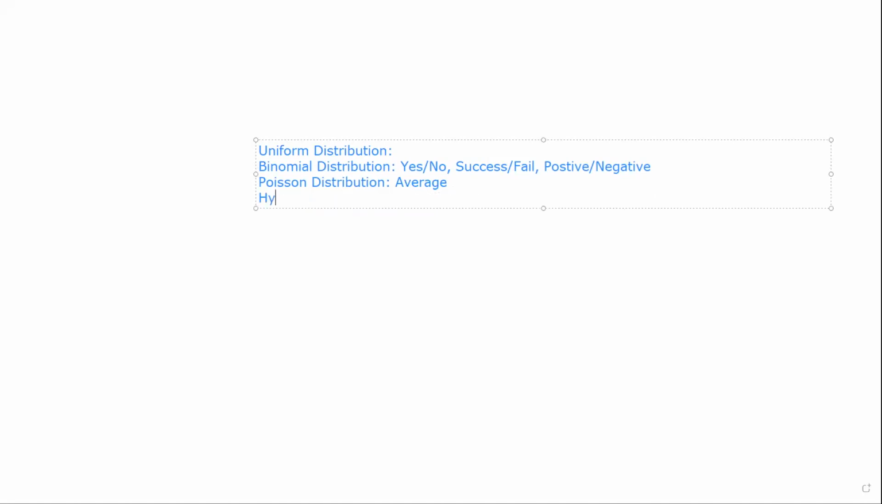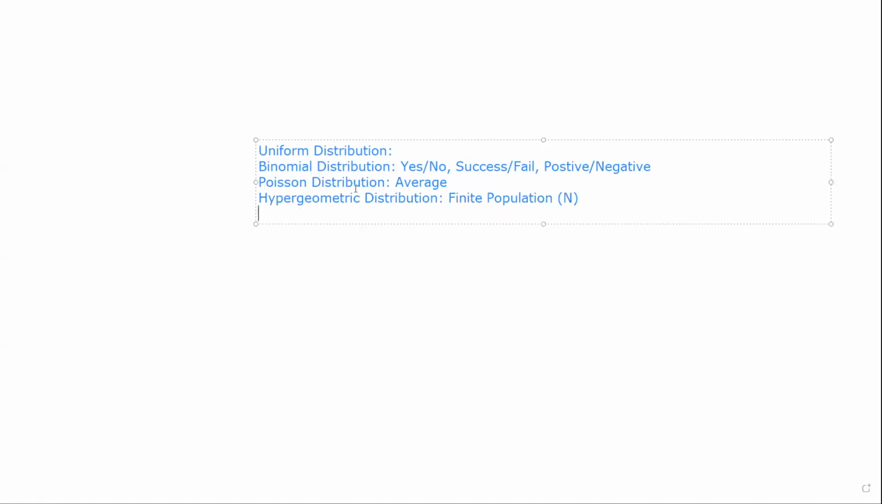Number four is hypergeometric distribution. The most important thing here is that it is similar to binomial distribution. However, it has a finite population, that means N is given. So a situation where a finite population is given is related to hypergeometric. However, there are different rules that are also applicable that we have to see.